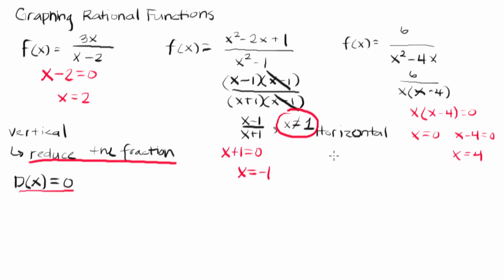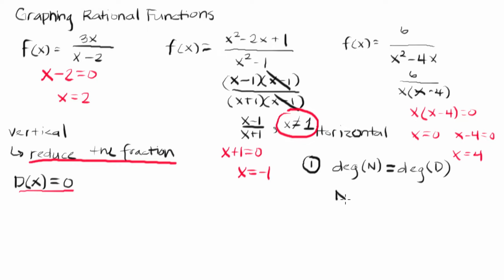Second, the horizontal asymptotes. This one is a little wonky, so there are some rules that we need to make sure we pay attention to. Number 1, the first rule: all of the rules have to do with the degree of the polynomial. So we're going to look at the degree of the numerator and the degree of the denominator, the degree of the top and the degree of the bottom. When the degrees are equal, you want to take the leading coefficient.